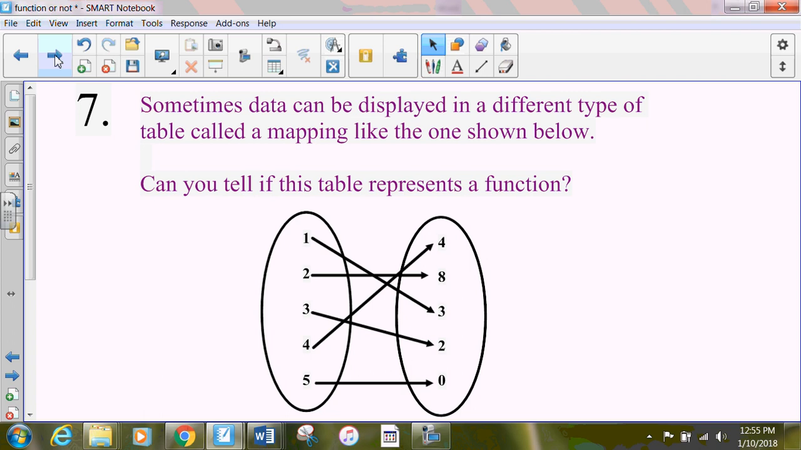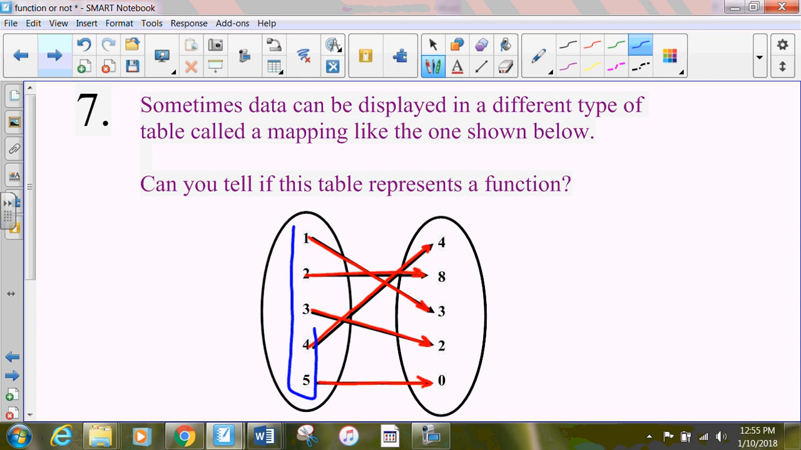So let's see. 1 matches up with 3. Okay, that's good. 2 matches up with 8. That's looking good. 3 matches up with 2. So far, so good. 4 matches up with 4. And 5 matches up with 0. This is kind of easier because all of our inputs are different. And so that's kind of a little hint that we are going to have a function. We have to be very careful if any of our inputs are the same as each other. All right, so yes, this is a function.